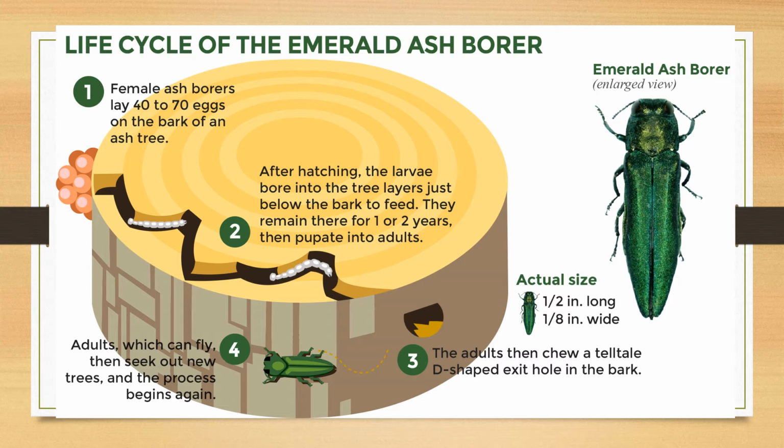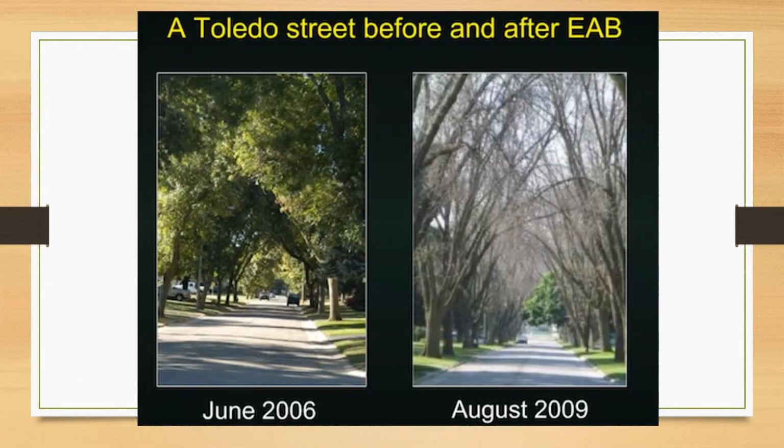The female ash borers lay roughly 40 to 70 eggs on the bark of an ash tree. You can tell if you've got emerald ash borer in your trees through a D-shaped exit hole in the bark. The adults then will fly out, seek out new trees, and the process begins.